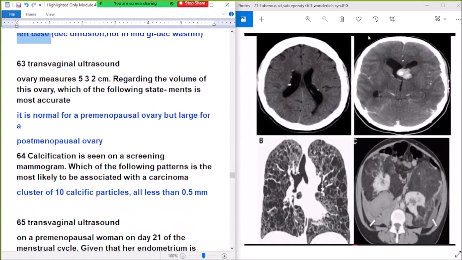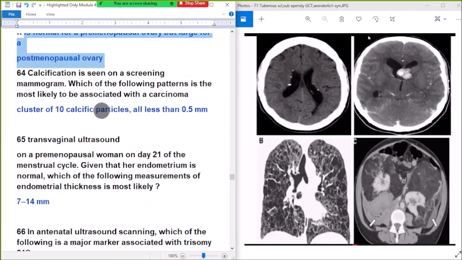Question number 63. Transvaginal ultrasound: the ovary measured 5 by 3 by 2 cm. Regarding the volume of the ovary, which statement is most accurate? It is normal for a premenopausal ovary but large for a postmenopausal ovary. This is a very large size for an ovary. It is abnormal for postmenopausal because in postmenopausal women the ovaries are atrophic.